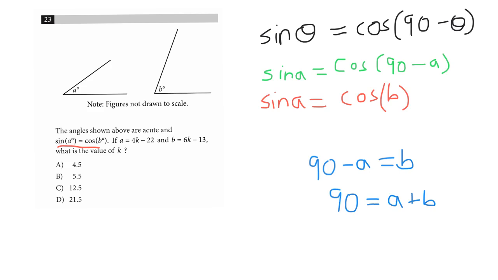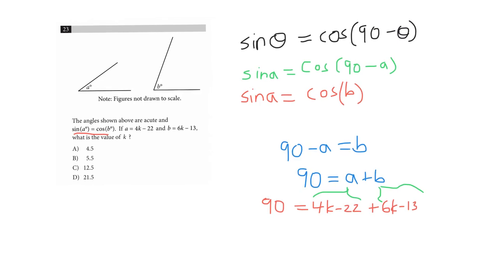We can substitute 4K minus 22 in for A, and we can substitute 6K minus 13 in for B, and then we will be on our way to solving for K, right? So A is 4K minus 22, and we're adding B, 6K minus 13, and that all equals 90. Now we solve for K by combining like terms first. The 4K and the 6K give me 10K, the negative 22 and the negative 13 give me negative 35, and we still have 90 over here.